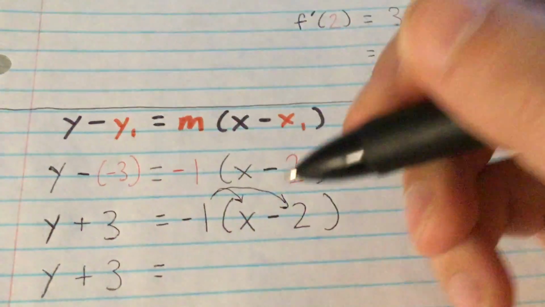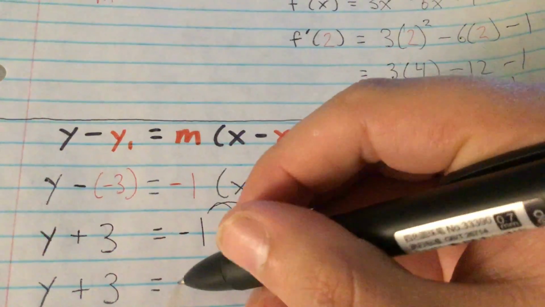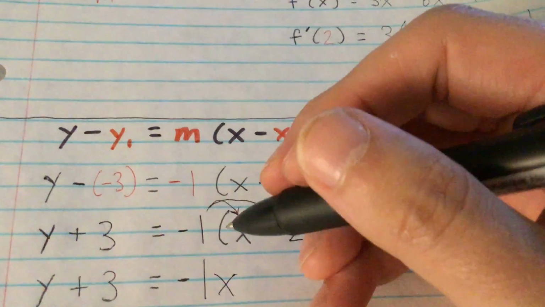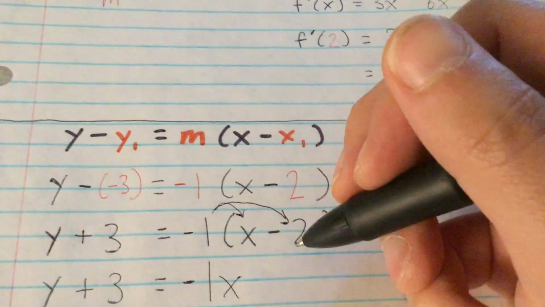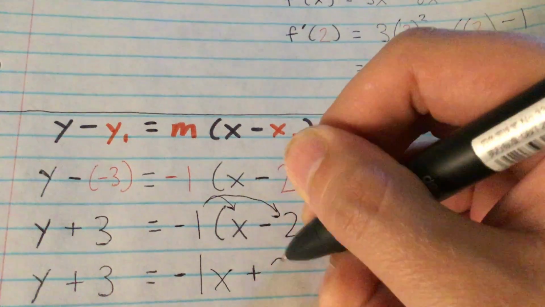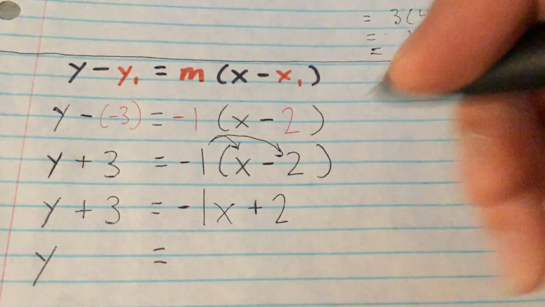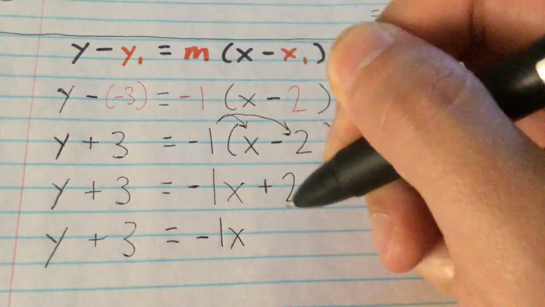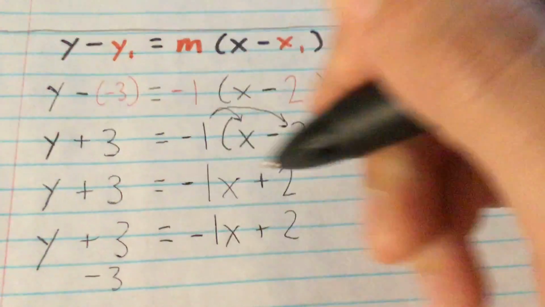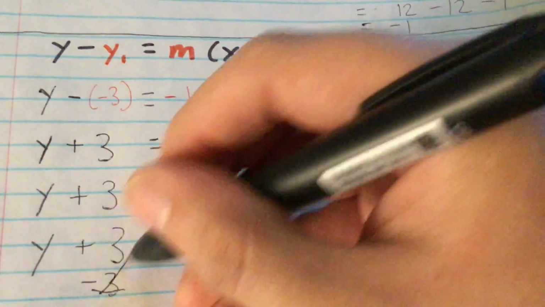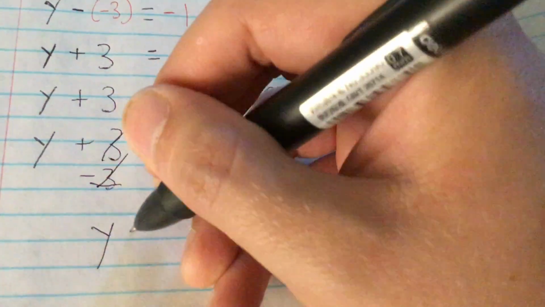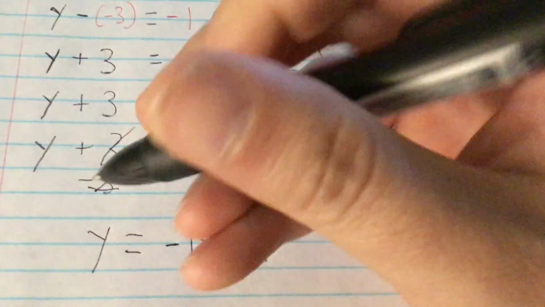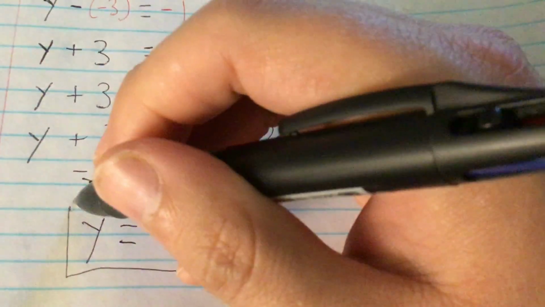Y plus 3 is equal to negative 1 times x, or negative x, or negative 1x. I prefer it that way, even though public school would prefer it as negative x. Negative 1 times negative 2 is positive 2. And now I want to get y isolated by subtracting 3 from both sides. So if I subtract 3 from both sides, the equation of my tangent line becomes y equals negative 1x, 2 minus 3 is negative 1. That's a breath of fresh air.